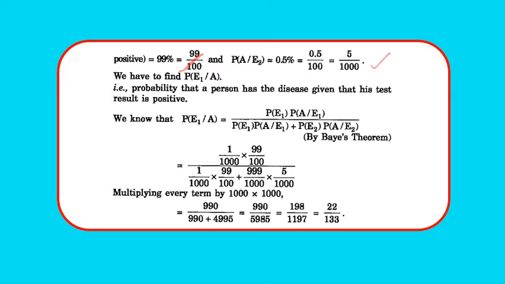So we have to find P(E1/A), that is the probability of a person having the disease given that his test result is positive. So using Bayes theorem, we have P(E1/A) equals P(E1) into P(A/E1) upon P(E1) P(A/E1) plus P(E2) P(A/E2). So putting the values, 1 upon 1000 into 99 upon 100 divided by 1 upon 1000 into 99 upon 100 plus 999 upon 1000 into 5 upon 1000. We get the required probability to be 22 upon 133. Clear? So pause and note down the solution.